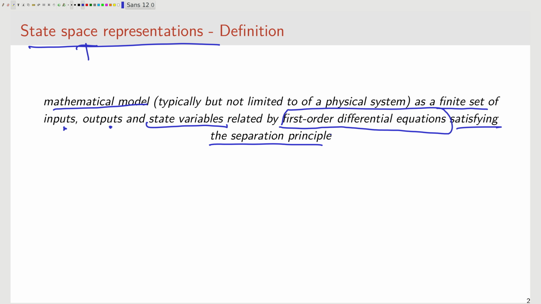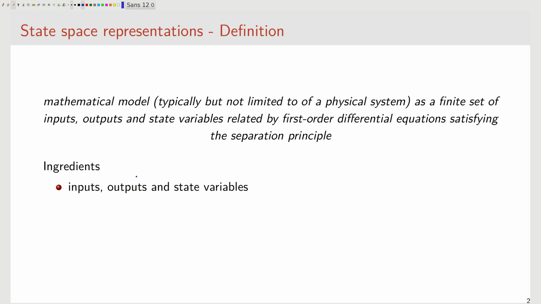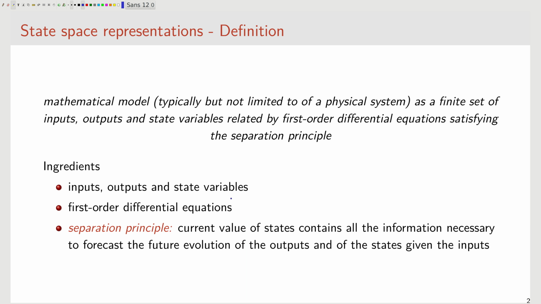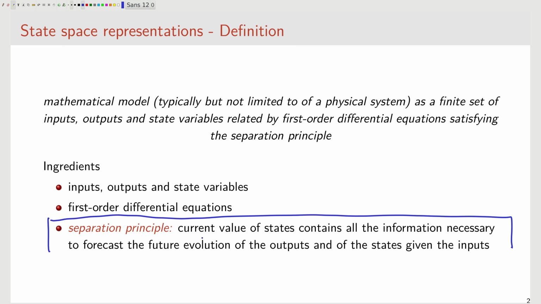It's a long definition. Let's see what it means. First of all, the ingredients are inputs, outputs, and state variables. We will see what it means. Second ingredient is that all those quantities have to be connected through first-order differential equations. Moreover, there's this separation principle, and we will see what it means physically.